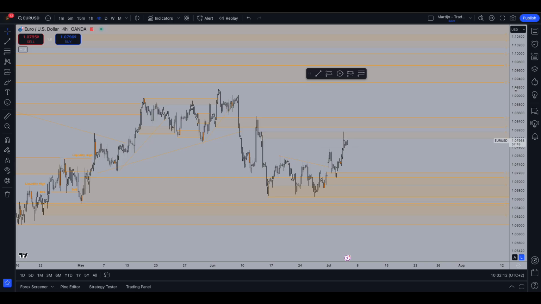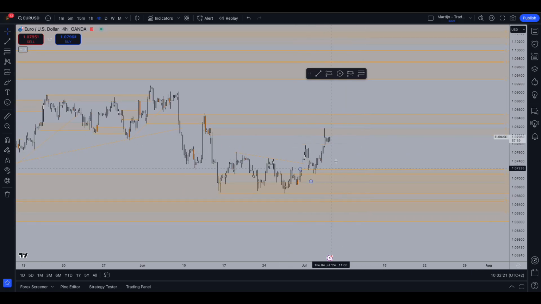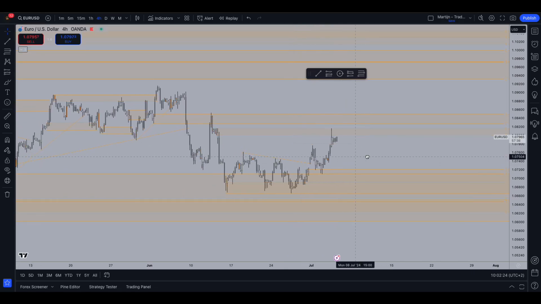Let's quickly dive into the charts to see what could happen today. First of all, what we got is EUR/USD, and like I already said in the previous video, there was a possibility that we could move up. I didn't really take a trade on this because I didn't really like this price action.